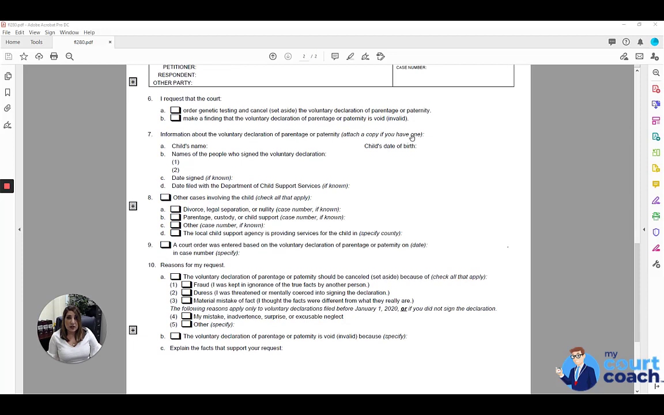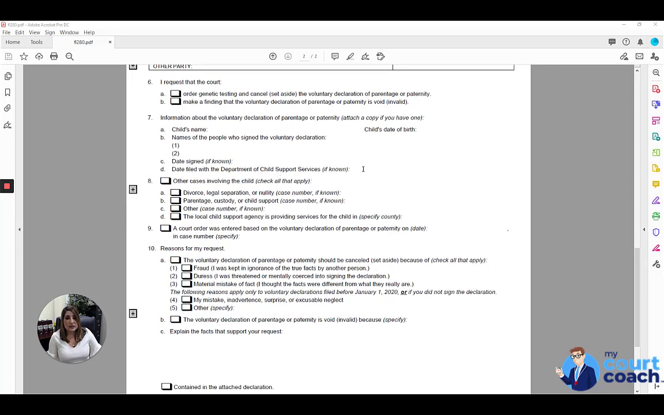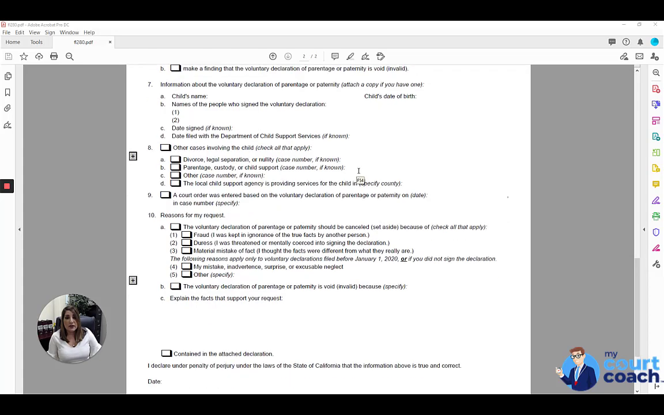Next, you want to attach a copy of your voluntary declaration of parentage to this form, and then below that list the child's name, the child's date of birth, the names of the people who signed the voluntary declaration, the date it was signed if known, and the date it was filed with the Department of Child Support Services, if it was and if known. If there are any other cases involving this child, that can be divorce, legal separation, parentage, custody, or other, possibly a restraining order or a juvenile case. Then mark the appropriate box under 8. If the local child support agency is providing services for the child, mark 8D and specify the county where that is occurring.